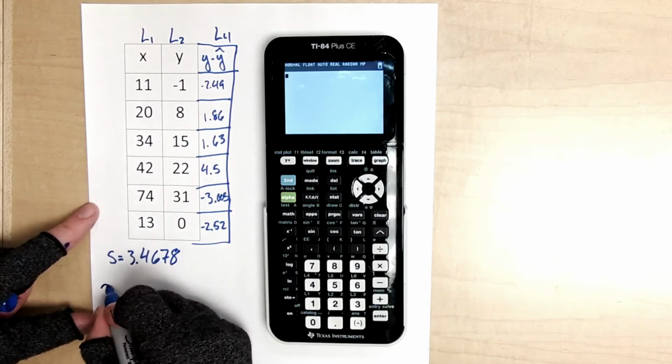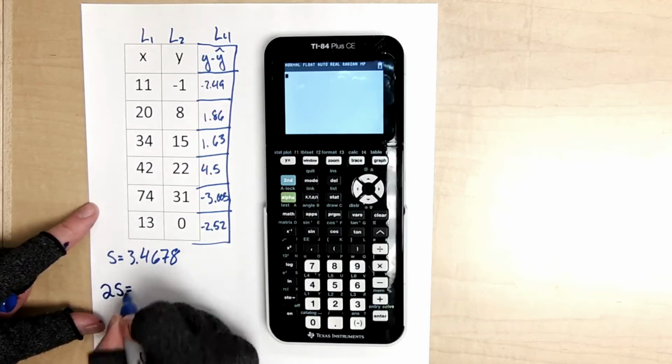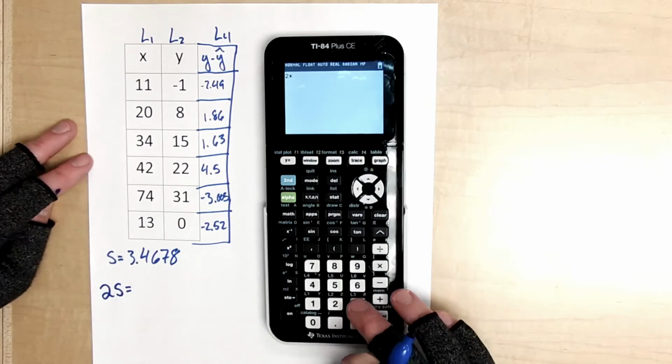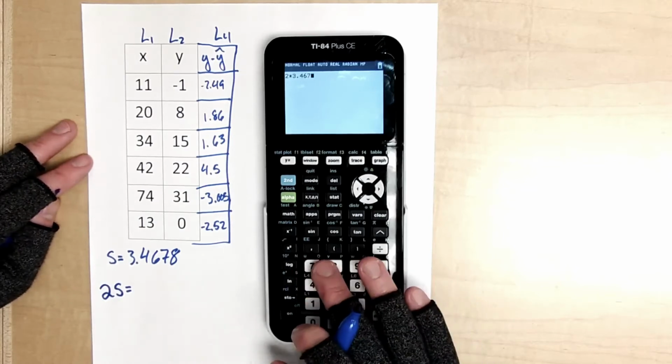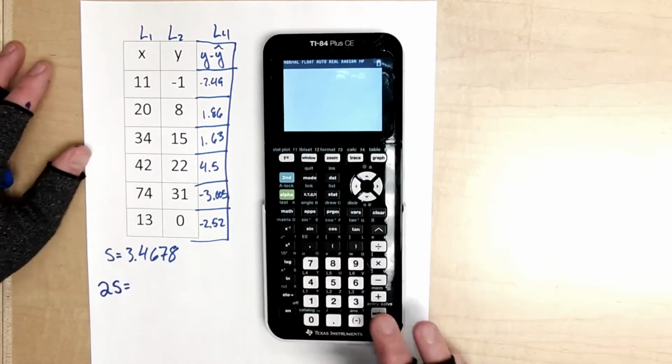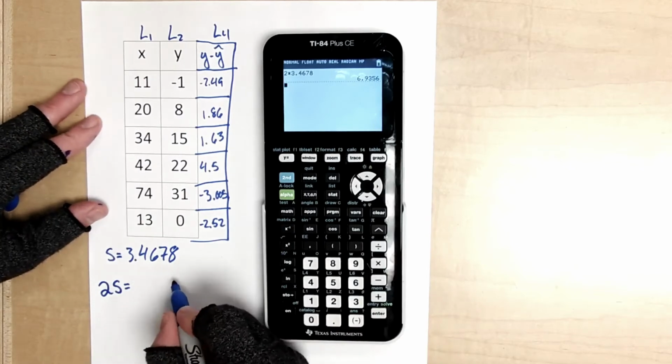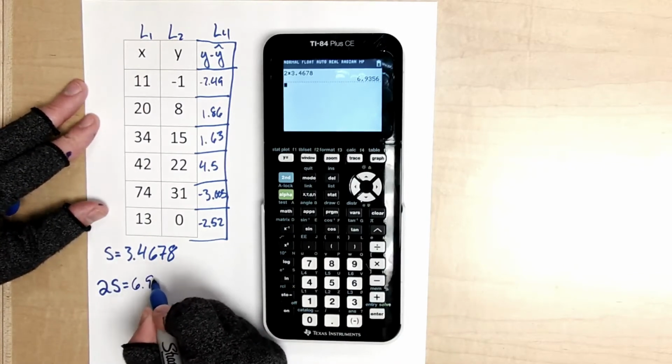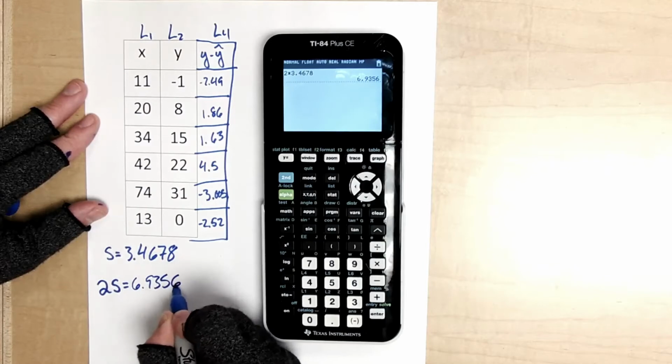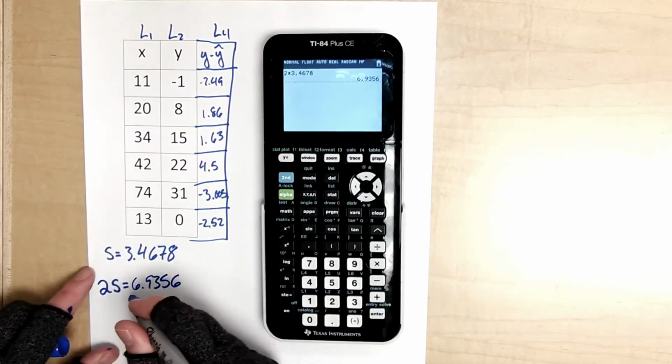So I need to know what is 2S. I'm going to find out 2 times 3.4678, hit enter. And so 2S looks like it's 6.9356. And this is the number I want to check.